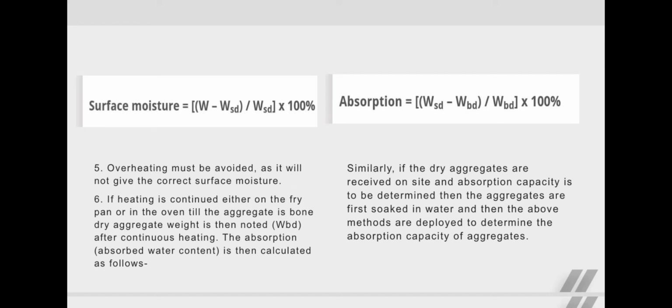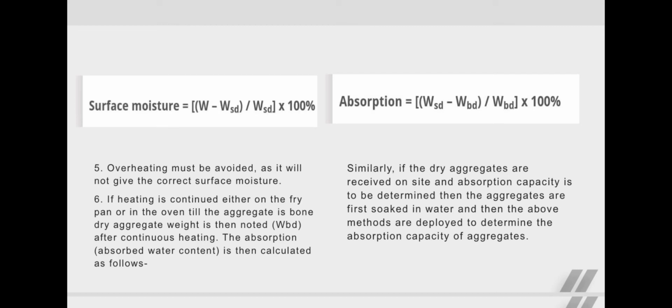Overheating must be avoided as it will not give you the correct surface moisture. If heating is continued, either in the fry pan or in the oven, till the aggregate is bone dry, the aggregate weight is noted after continuous heating. The absorption is calculated as follows. Absorption is equal to W sub SD minus W sub BD, all over W sub BD, times 100%.